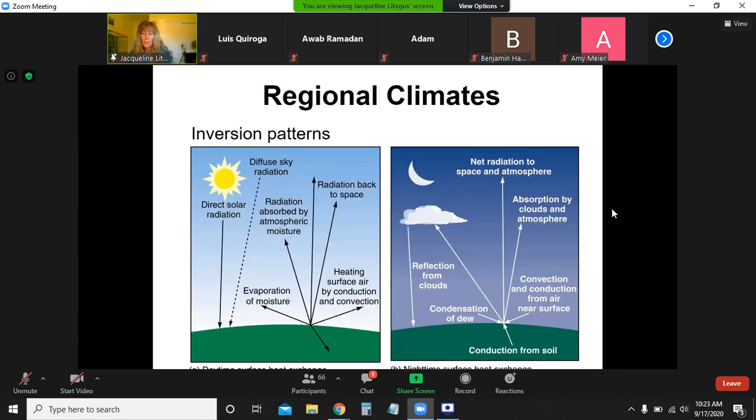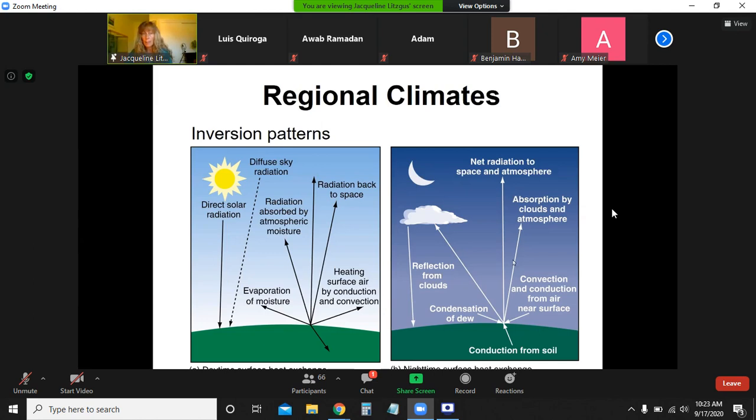Another thing to consider under regional climates are these inversion patterns. What happens with temperature gradients in the daytime versus the nighttime? In the daytime, solar energy hits the Earth's surface and the air above that surface, right? So in the daytime, you have this direct solar radiation, you also have diffuse sky radiation, coming in from the sun, and you're going to have a warm surface here, and the temperature gradient basically is going to be cooler as you go up into the atmosphere.